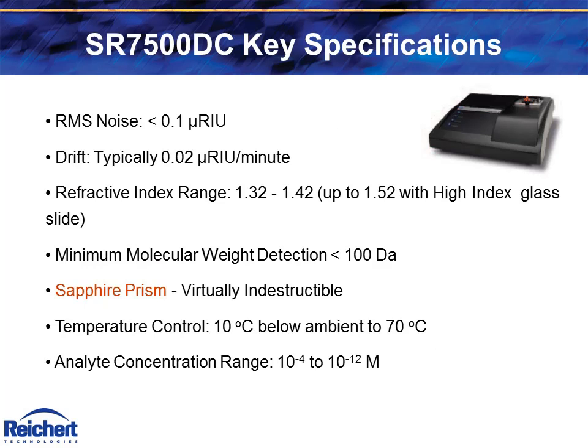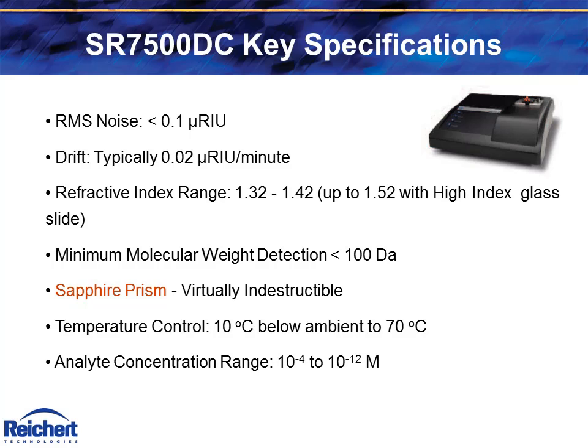Performance of our flagship detector, the SR7500 DC, is due to a homogenized feedback-controlled LED light source and an extremely sensitive linear photodiode array detector. This detector has large pixels to enhance light gathering capability. It has extremely low dark current and a 100,000 to 1 dynamic range. The root mean square or RMS noise of this detector has actually been measured at 0.05 micro refractive index units at 25 microliter per minute flow rates.